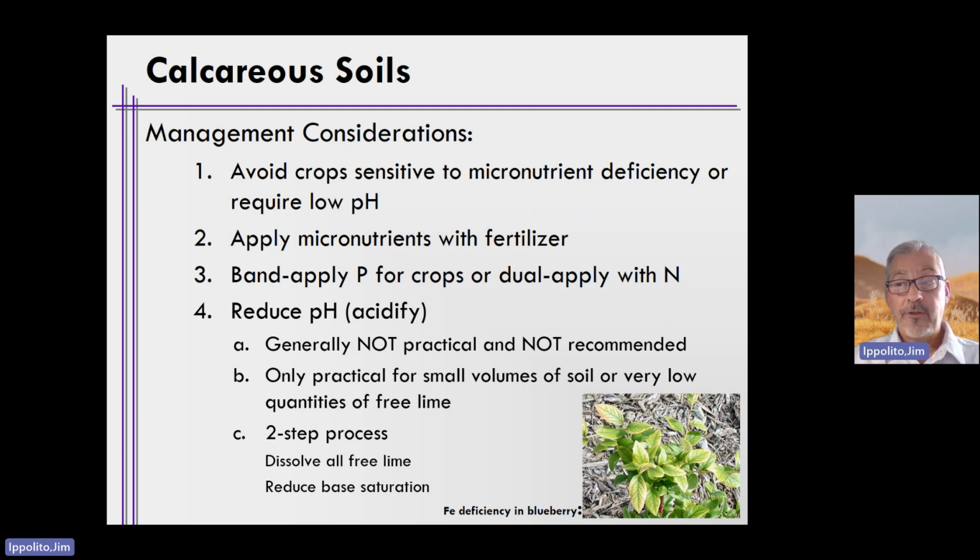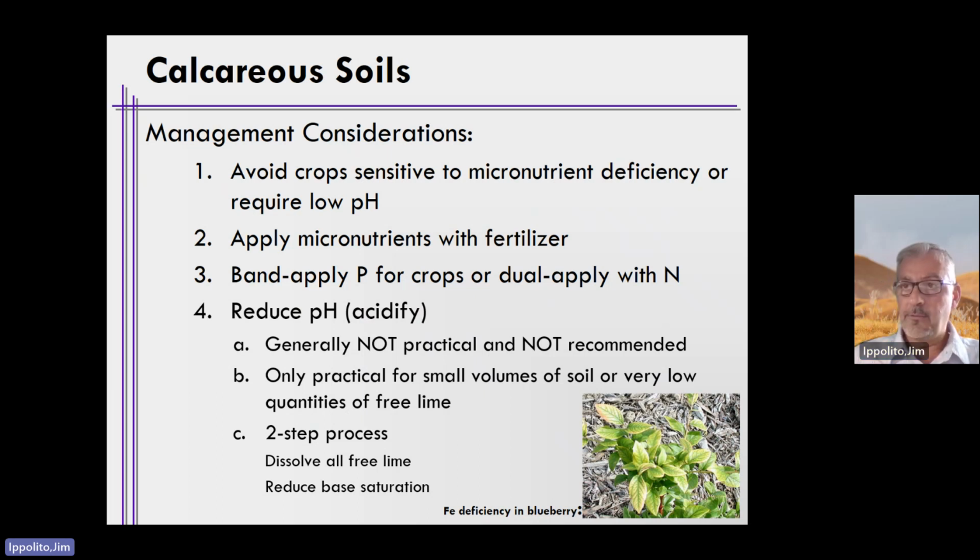There's a two-step process to do this. You have to dissolve all the free lime, and you have to reduce the base saturation from 100%. You have to kick off calcium from the exchange sites. So in the example that I gave you on the previous slide, if you have to remove 20 tons of free lime per acre, you're going to add a lot of acid, and you're not going to be happy. I can tell you for a fact, you're not going to be happy. Your wallet is not going to be happy.